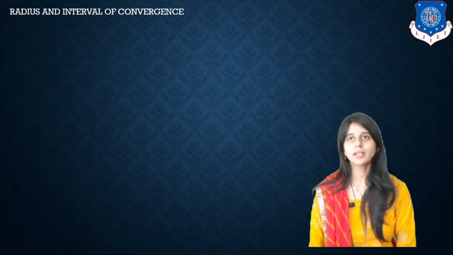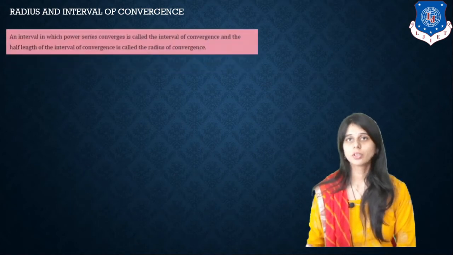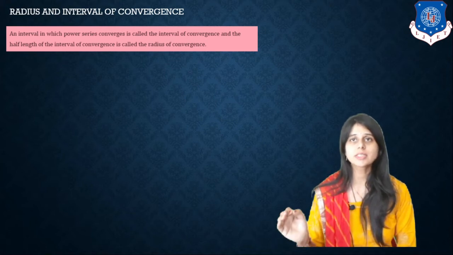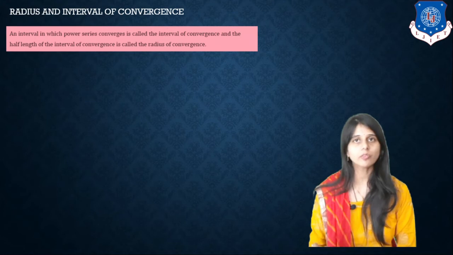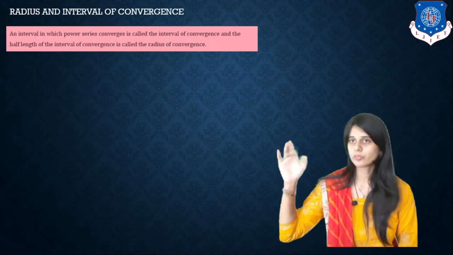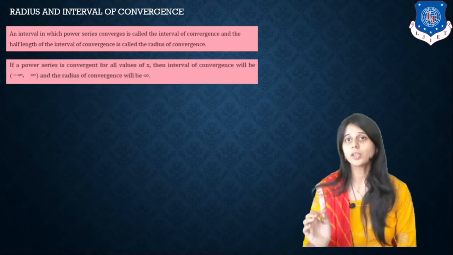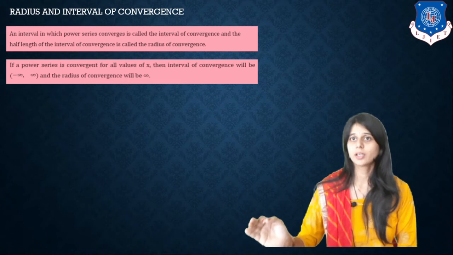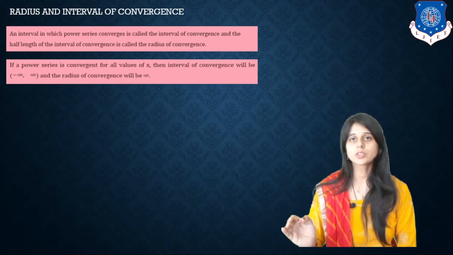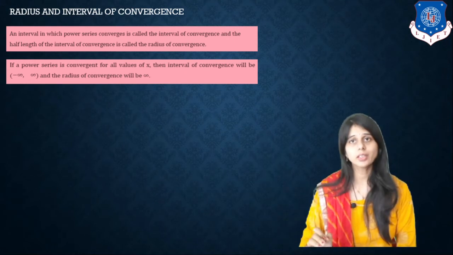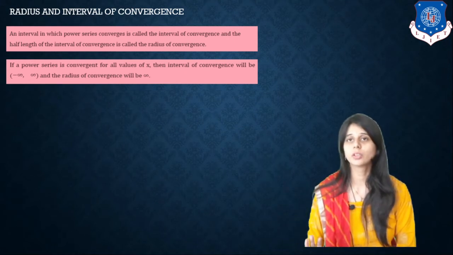Now, radius and interval of convergence. An interval in which a power series converges is called the interval of convergence, and the half length of the interval is called the radius of convergence. If a power series is convergent for all values of x, then the interval of convergence will be the open interval minus infinity to infinity and the radius of convergence will be infinity.